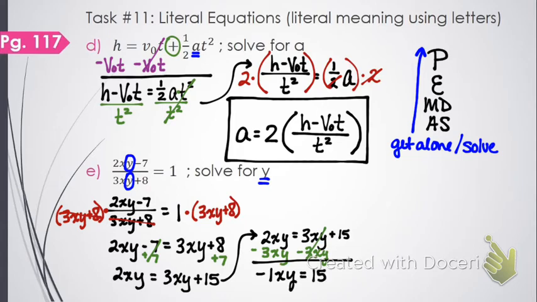Last thing I need to do to get the y by itself. Divide by negative 1x. What is 15 divided by negative 1?